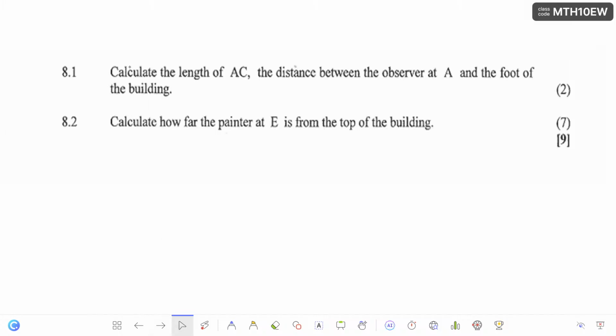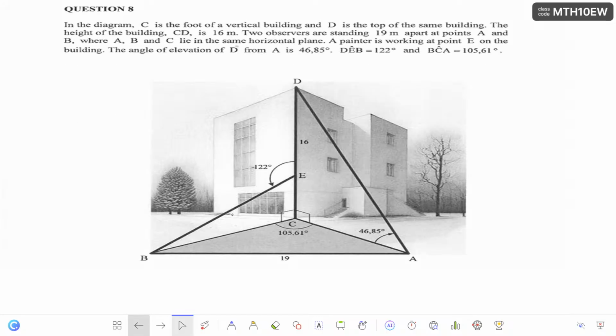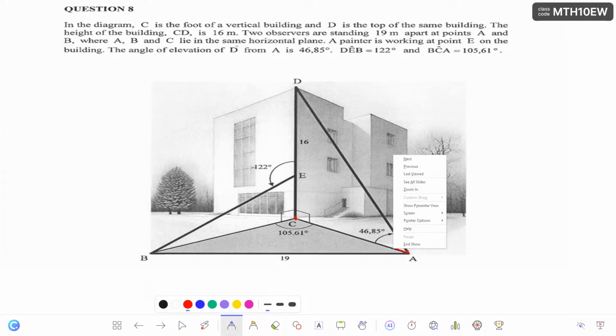So, first question, they said to calculate the length of AC, the distance between the observer at A and the foot of the building. So, AC, no, there's an AD. Yeah, AC. We need to calculate this distance, A to C.